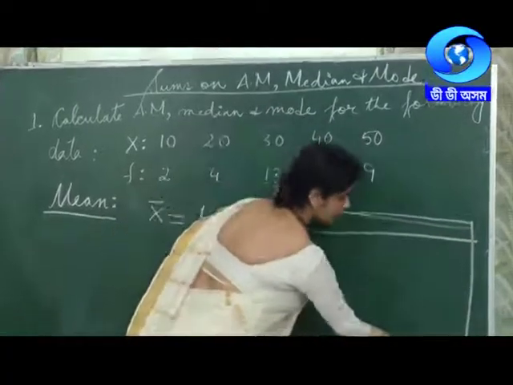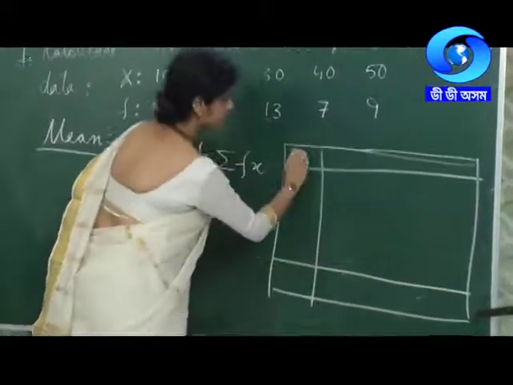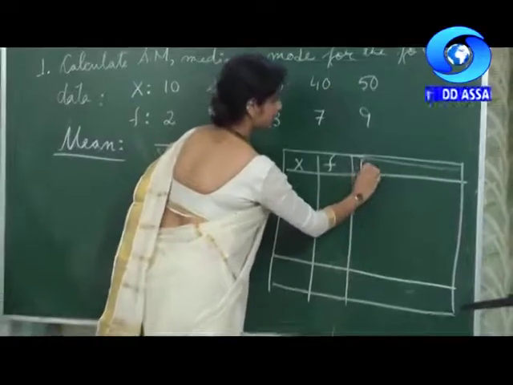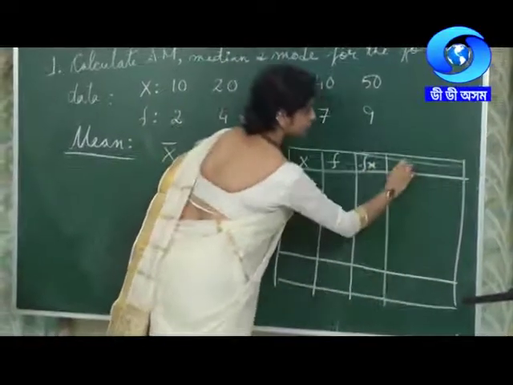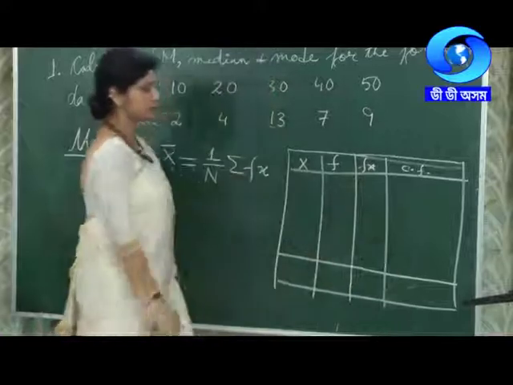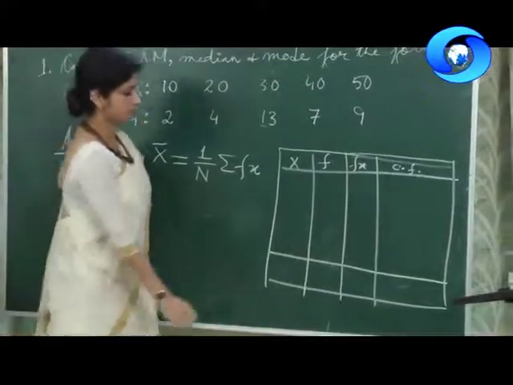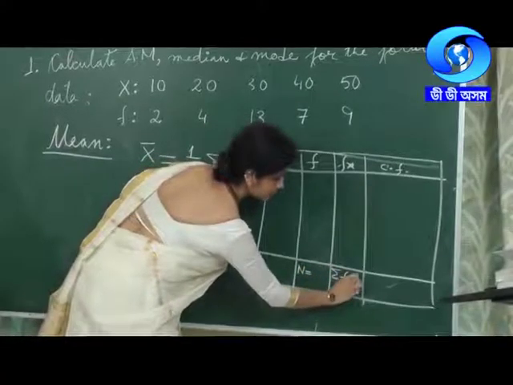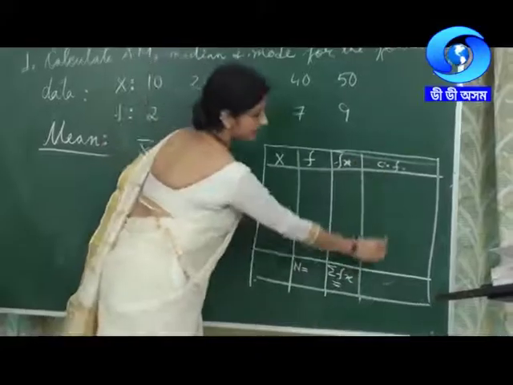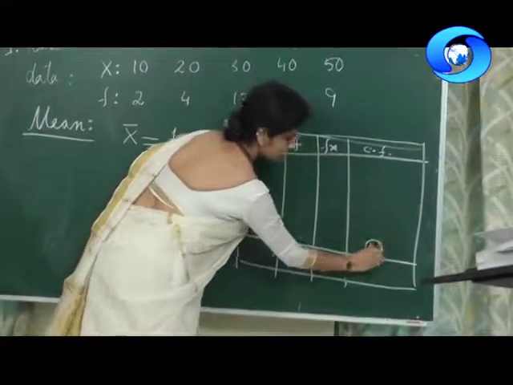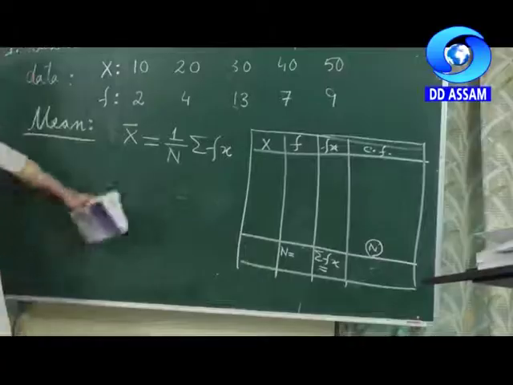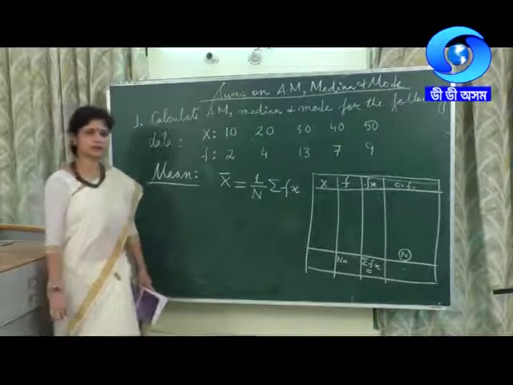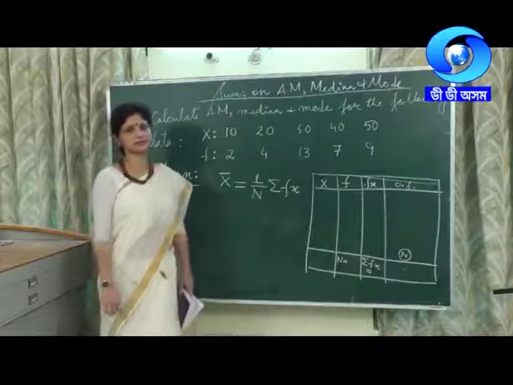So the table will look like this. The first column is for x, the second column is for f, the third column will be fx, and then we will also find the cumulative frequencies. You will find n here, you will find summation fx over here, and the last cumulative frequency will be equal to n. Please try to complete this table at home so that we can discuss it in the next class.